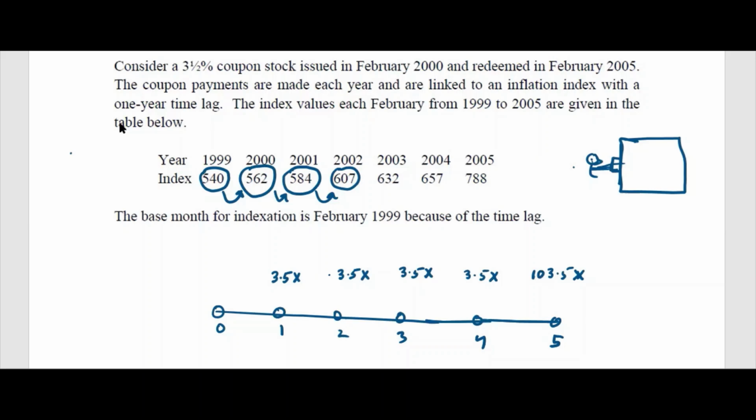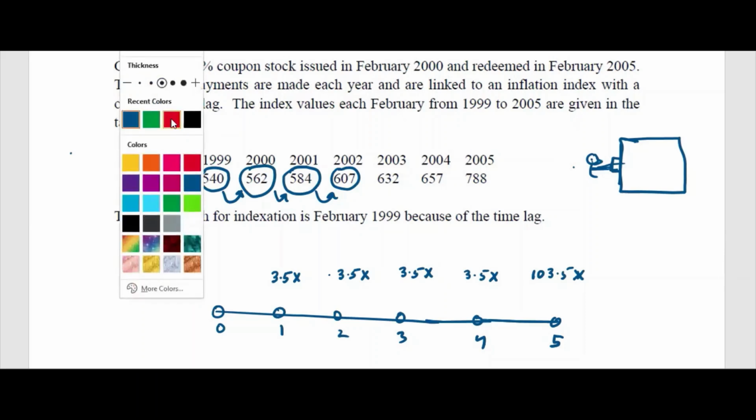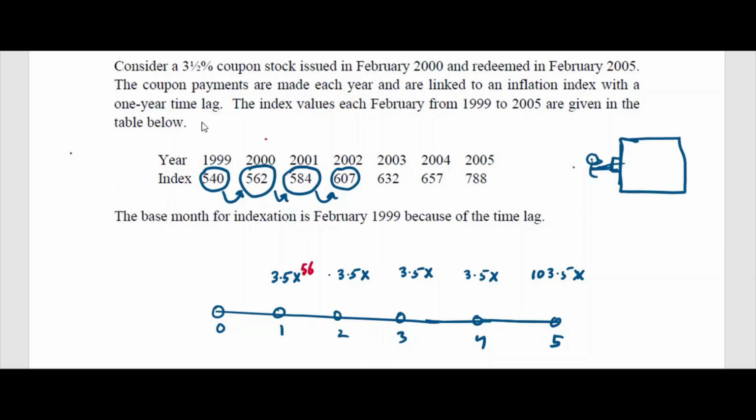Indexation means this. Instead of giving you 3.5, when you show your paper, they will give you more. More means you have to write 562 here, then 540. So if you multiply, it will be more. So you will get more as compared to 3.5. This is an index linked bond, that's all. They will give you more. Here 584. The denominator will remain the same, 540.